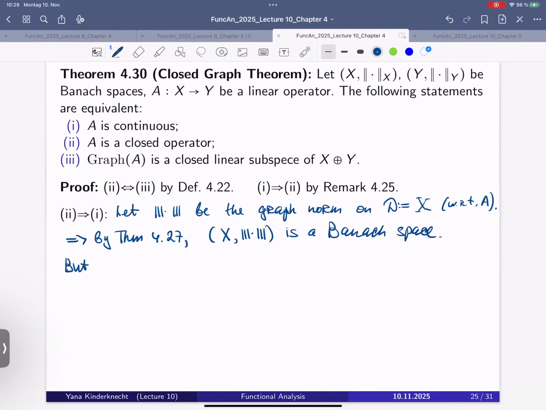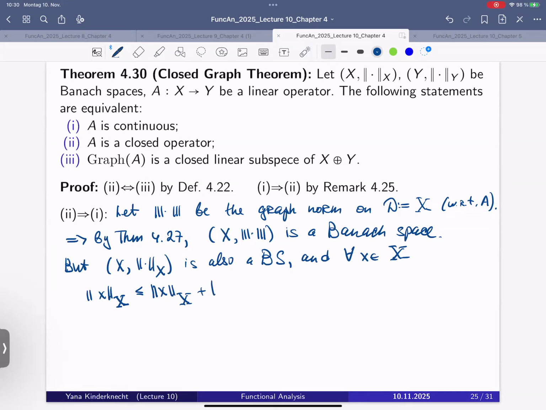But X with the original norm is also a Banach space. And we also know that for any x in X, we have the following: the norm of x, using the original norm in X, is smaller or equal than the norm of x in X plus the norm of Ax in Y. But this is just the graph norm of x.